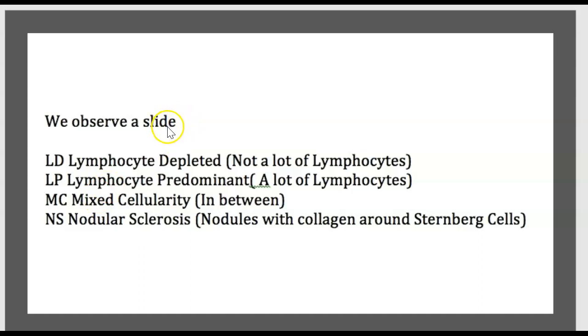When we observe a slide, there are 4 cases of figures. The first one is lymphocyte depleted, LD. Not a lot of lymphocytes. Lymphocyte predominant, LP. A lot of lymphocytes. Mixed cellularity, MC. In between. Nodular sclerosis, NS. Nodules with collagen around Sternberg cells.